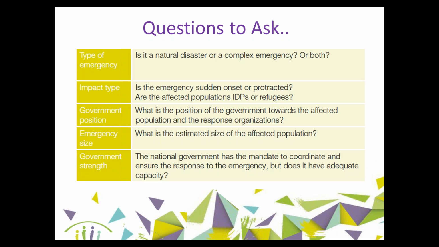So some of the questions are, is it a natural disaster or a complex emergency? Is it an emergency that's sudden onset or protracted? Are the affected populations IDPs or refugees? What is the estimated size of the affected population? The national government has the mandate to coordinate and ensure the response, but does it have adequate capacity? Where the government has the capacity to coordinate the response to an emergency, it will do so based on established national systems and structures.